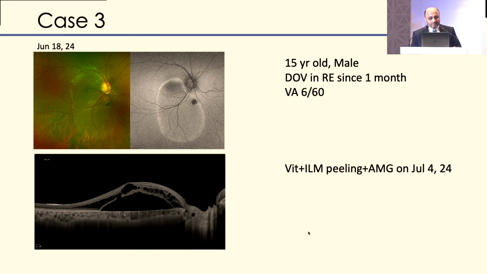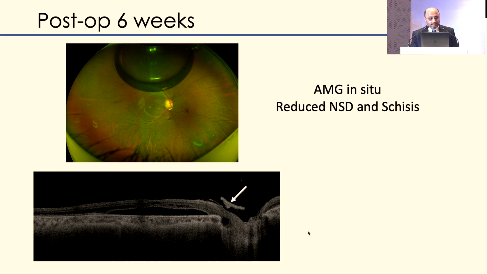So in this case of a 15-year-old male, we saw that this case had everything. It had an NSD, it had a macular hole and schisis. So we went inside, we did an AMG. The AMG is still in situ, but if you actually see the cut, as the gas is reducing, the AMG is also flowing away.